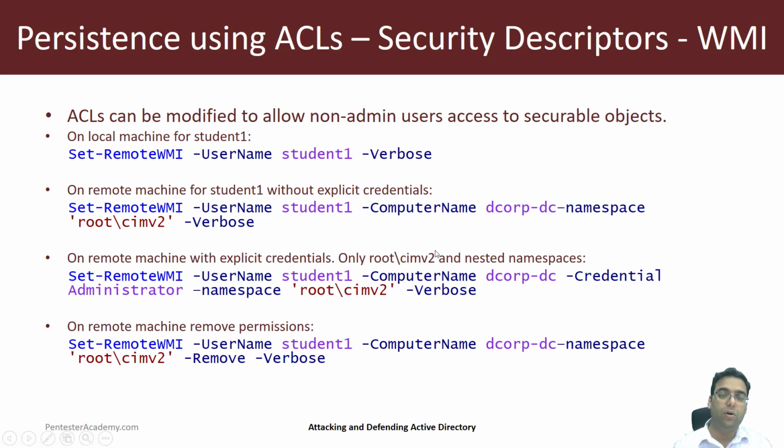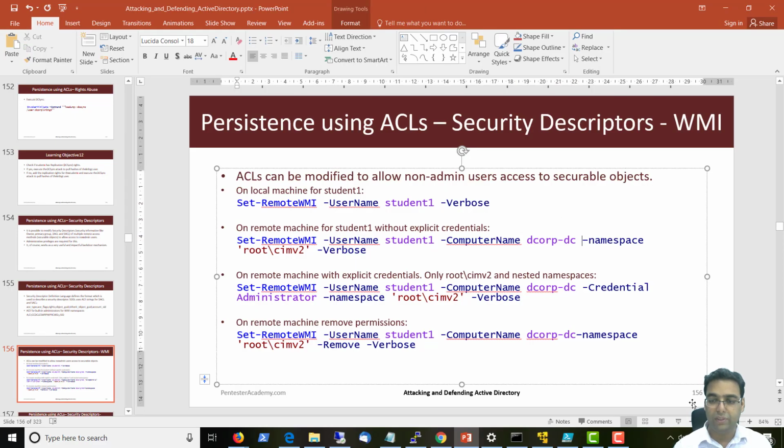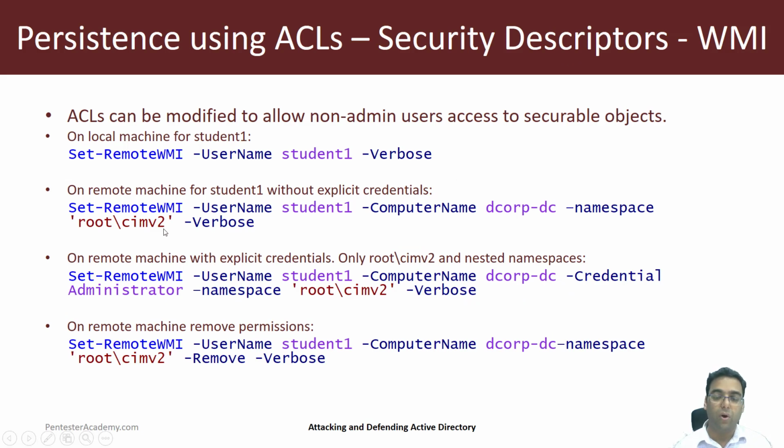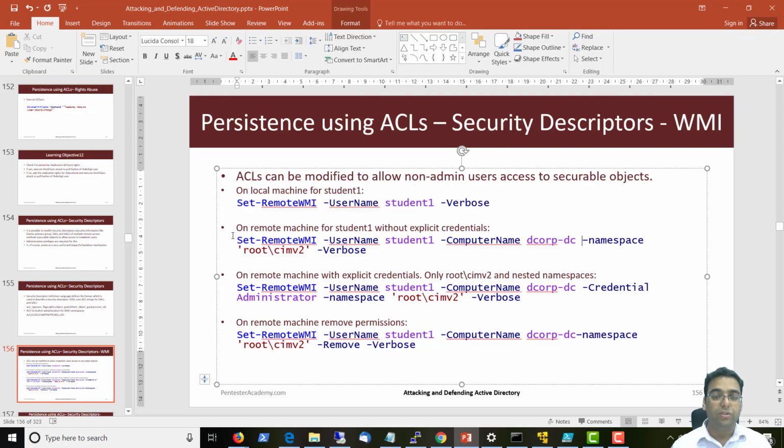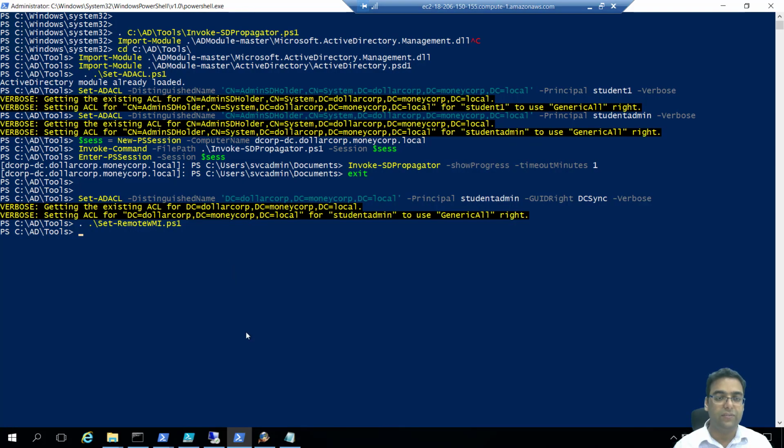Now, let's say we want to do it on the remote one. Let's say this one, the DCORP-DC, and only for the root/cimv2 namespace, not on all the namespaces. So if I run this part, here you can see that I'm not providing explicit credentials. That is for scenarios like this where we are running it from a session which already has domain admin privileges.